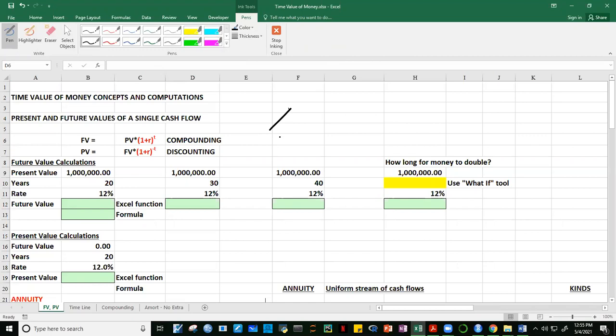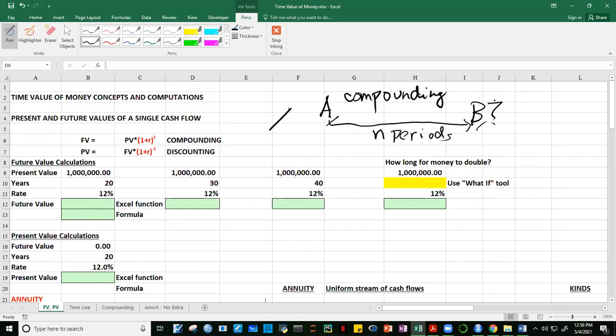When you say compounding, let me illustrate this. For example, you're given a certain amount today. Let me call the amount A today. How much will that be after N periods? That period can be in terms of years, months, days, even seconds or hours. For as long as there's a difference between the time period of A and B, then we can do a process called compounding. The process of getting what we call the future value is called compounding.